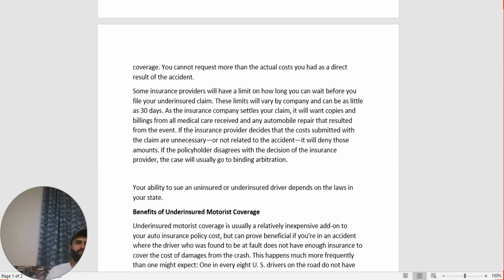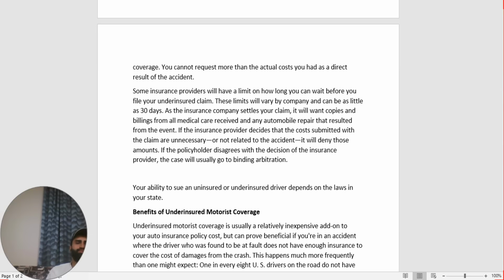Some insurance providers will have a limit on how long you can wait before you file your underinsured claim. These limits will vary by company and can be as short as 30 days. As the insurance company settles your claim, it is wise to have copies and bills from all the medical care received and any automobile repair that resulted from the event.